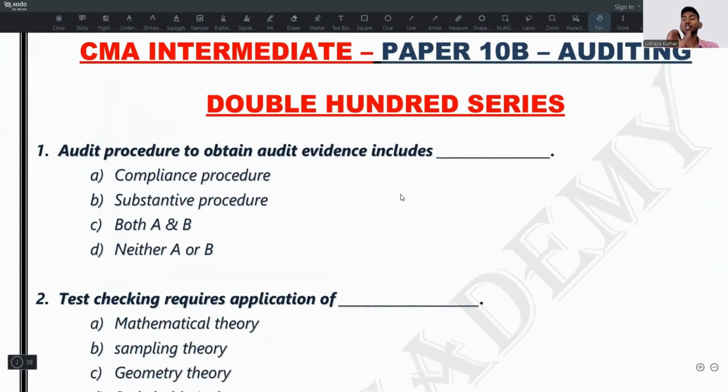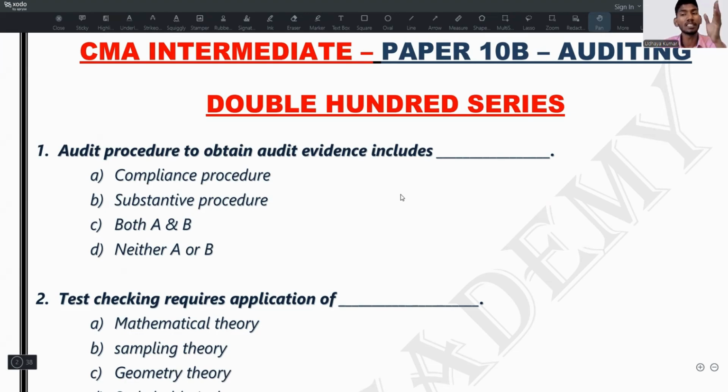Question number 1: audit procedure to obtain audit evidence includes: option A, compliance procedure; B, substantive procedure; C, both A and B; D, neither A nor B. First thing, audit procedures we have discussed in our introduction class itself. There are two main types of audit procedures used to gather audit evidence, which is nothing but sufficient and appropriate audit evidence, which is nothing but compliance procedures and substantive procedures.